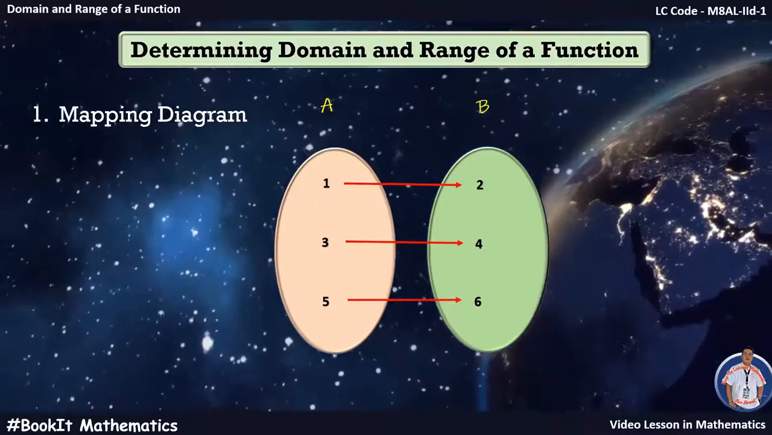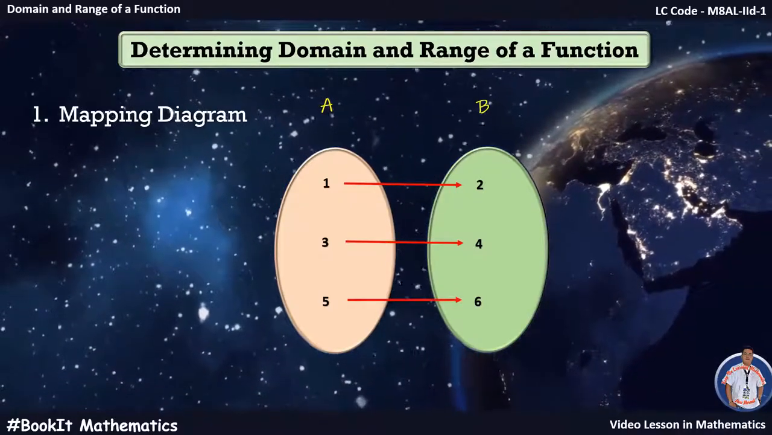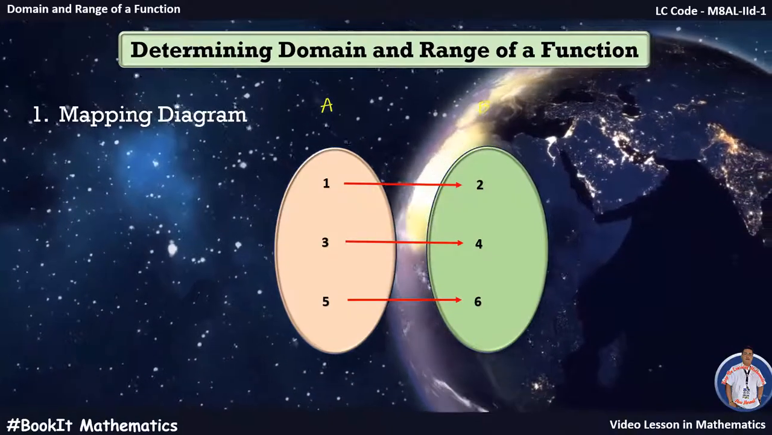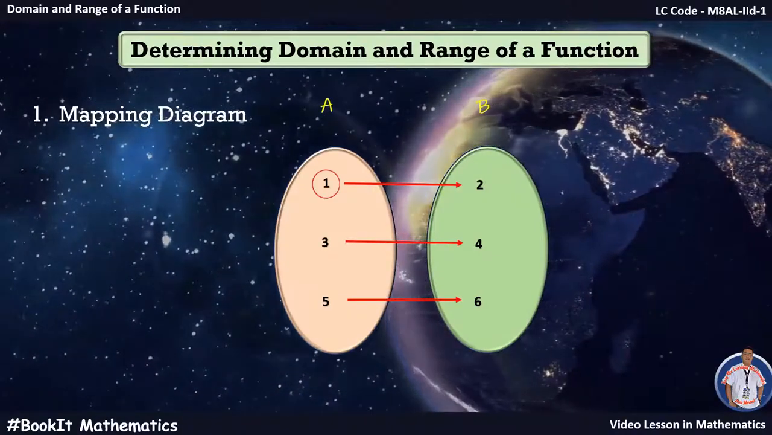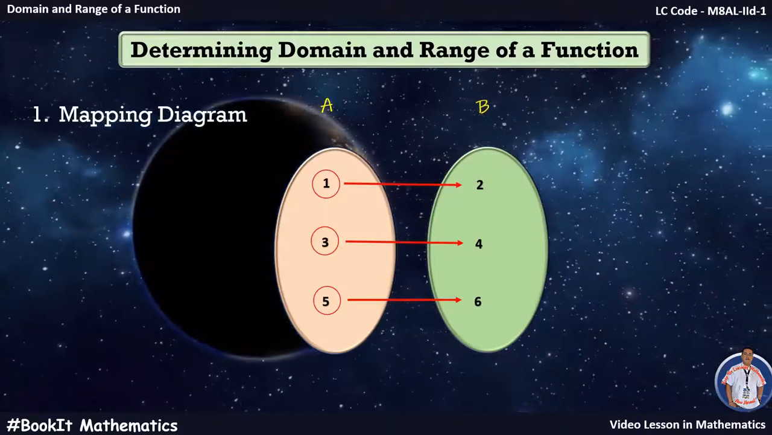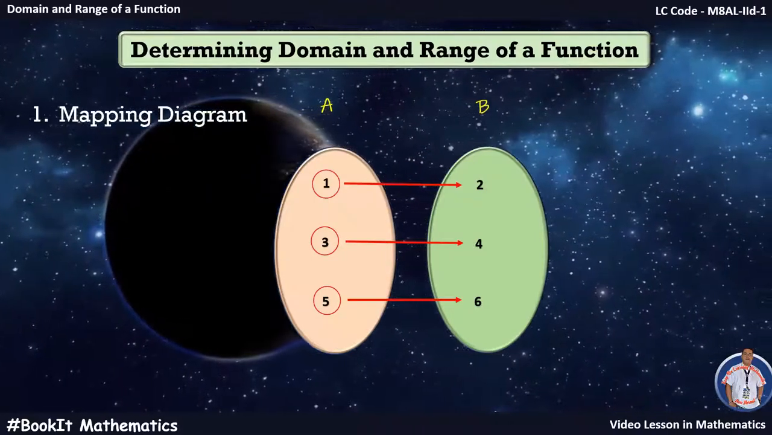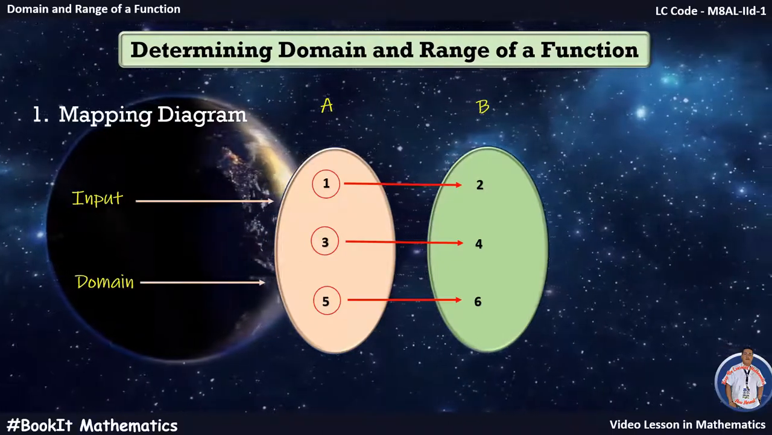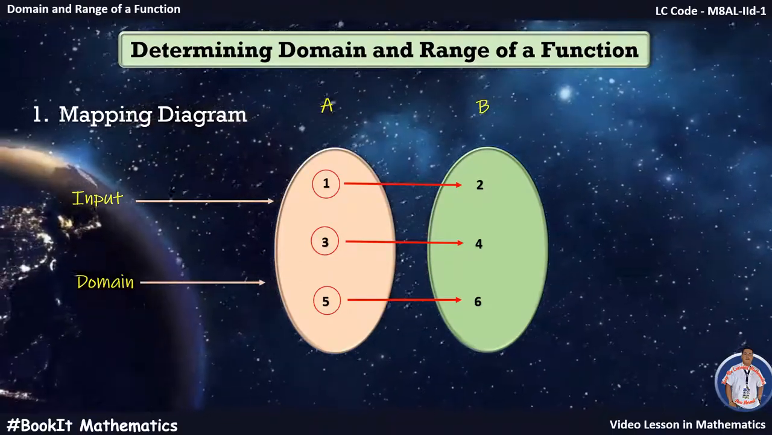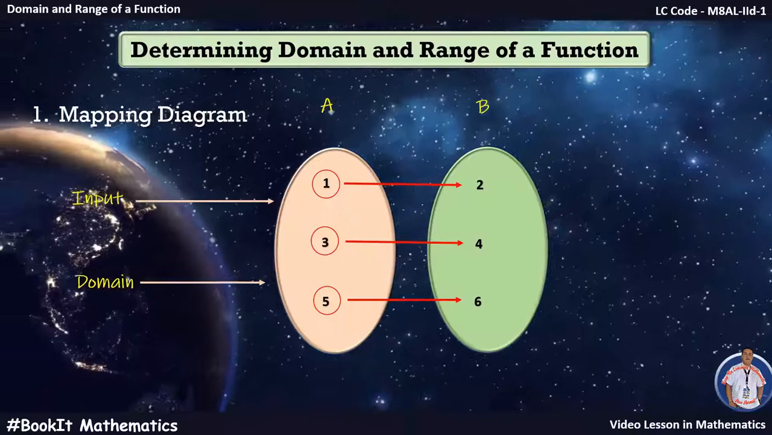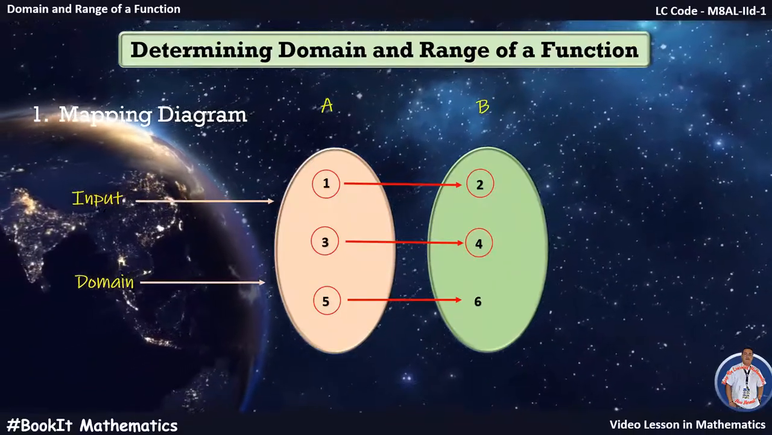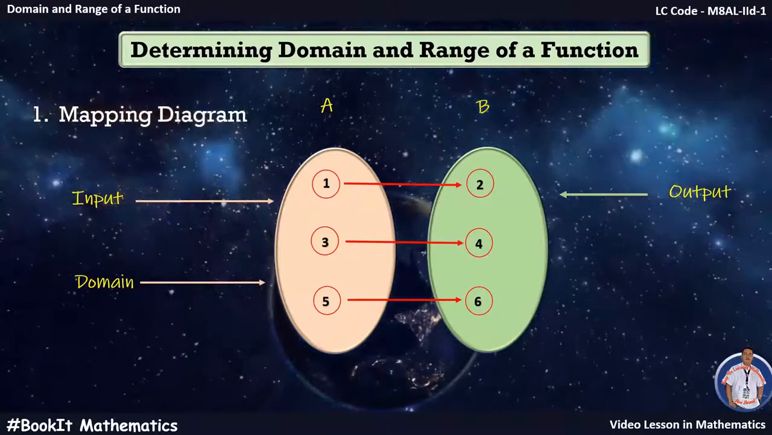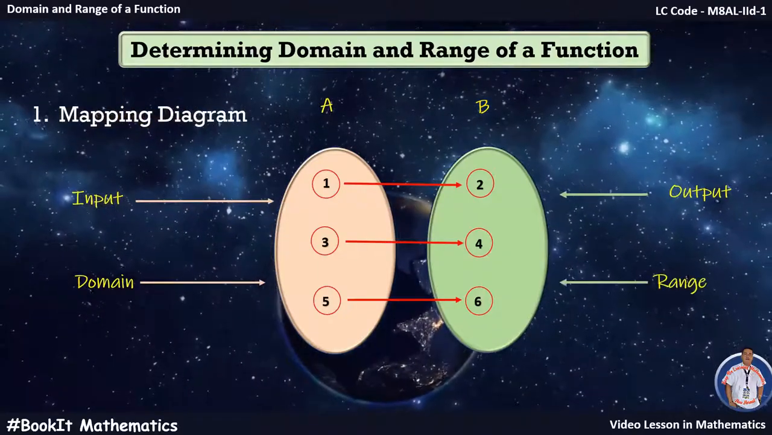So again, in our mapping diagram, we have here two sets of elements. In set A, we can see our elements 1, 3, and 5. These elements are our first correspondence, our input, and our domain. In the second set B, we have numbers 2, 4, and 6 as our elements, and these elements are our output and our range.